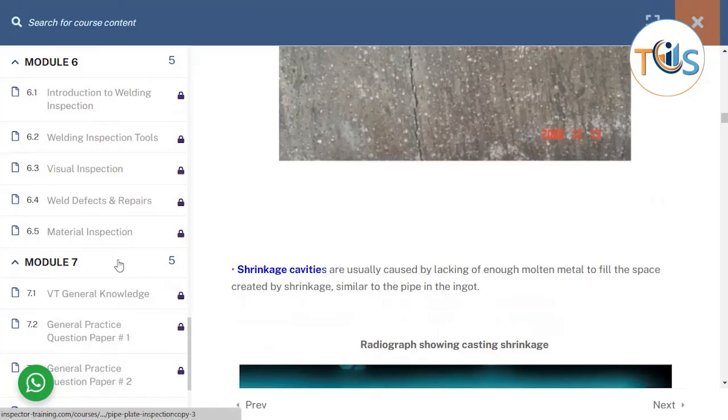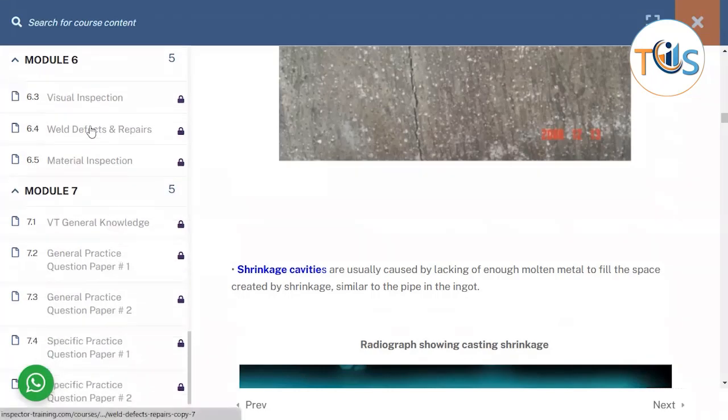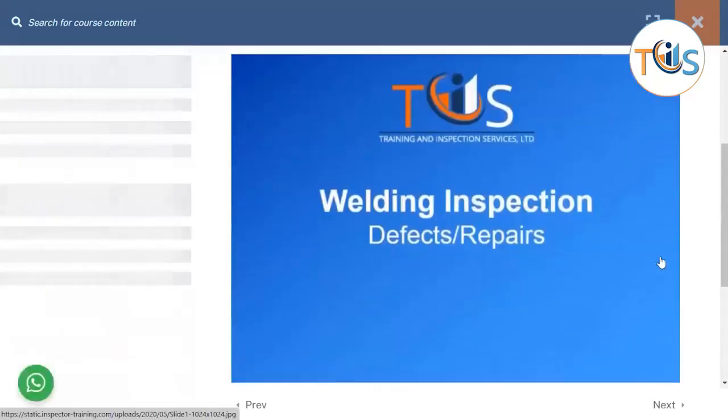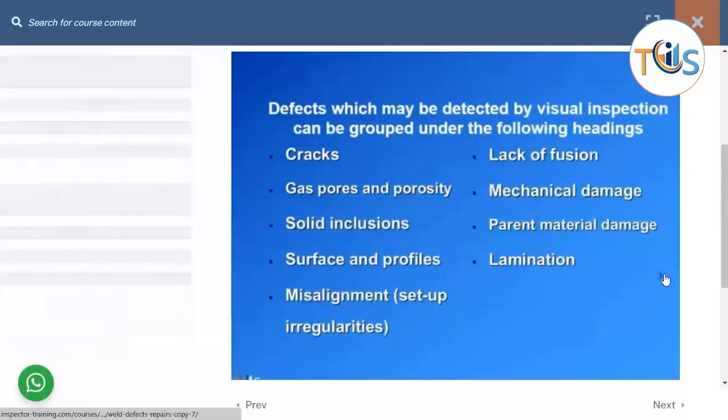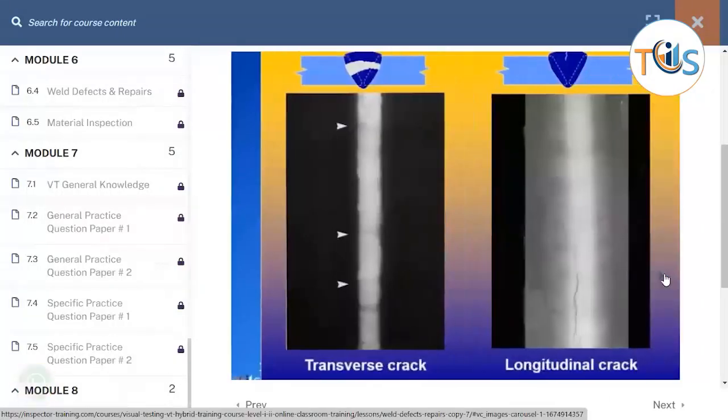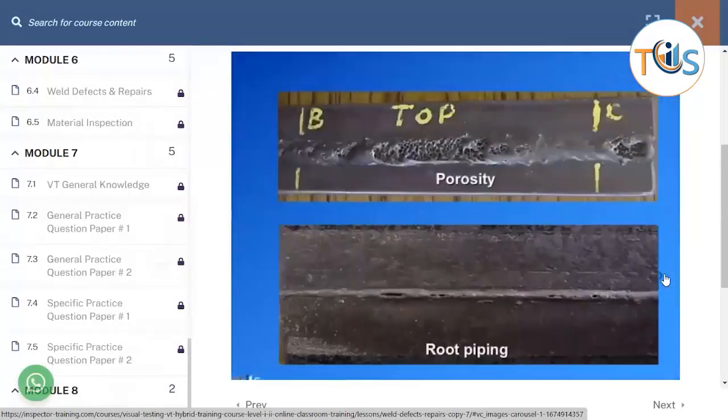So these are all PowerPoint presentations. Let's go to weld defects and repairs just to show you how it works. We have a comprehensive PowerPoint presentation with lots of pictures here, as you can see, with welding defects.